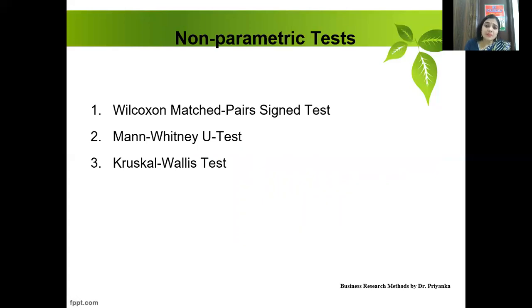Three basic non-parametric tests we'll be discussing in this particular presentation are Wilcoxon matched pair sign test, Mann-Whitney test, and Kruskal-Wallis test. Wilcoxon matched pair sign test is basically used in place of paired t-test. Mann-Whitney test is generally used in place of independent t or z test, and Kruskal-Wallis test is used against ANOVA of parametric test. So let us discuss them one by one.